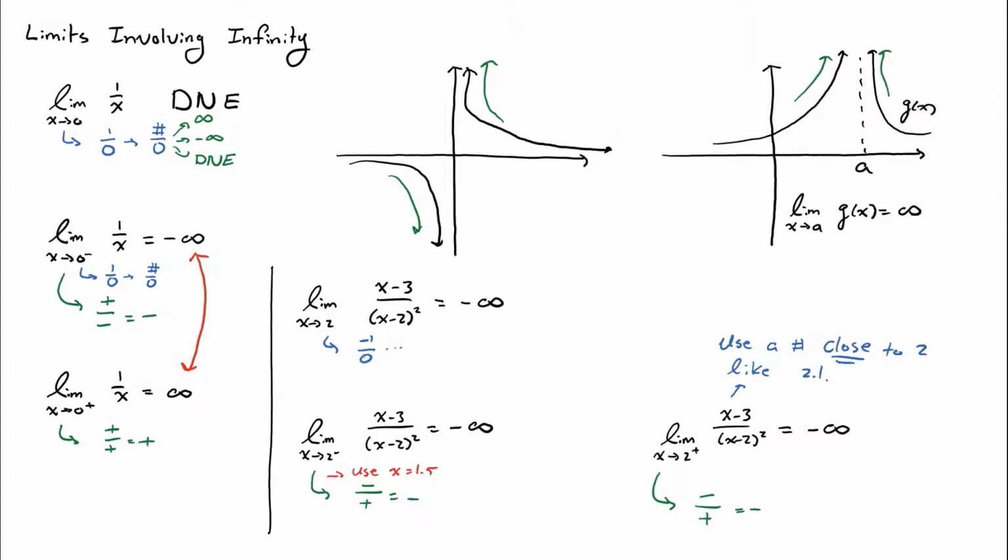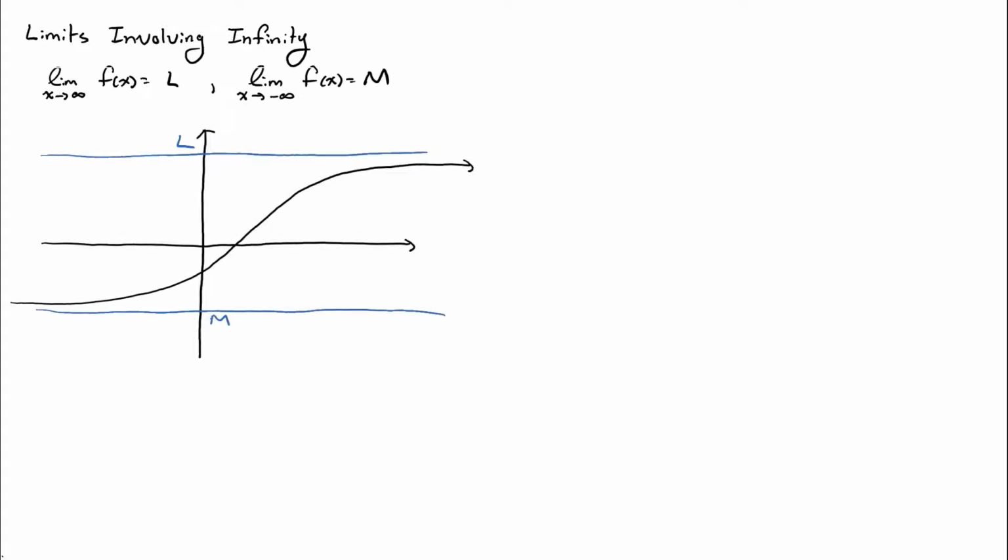So far, all of our limits have been as x goes to a number. What does it mean if x goes to infinity or negative infinity? Horizontal asymptotes. This picture is a demonstration. Notice, as x gets large, the function is getting closer to L, and as x goes negative, the function is getting close to M. How do we actually evaluate these?